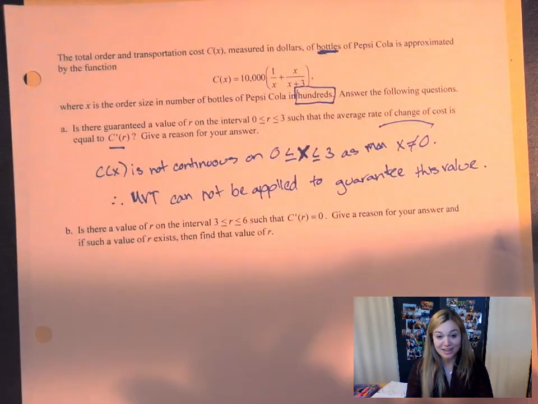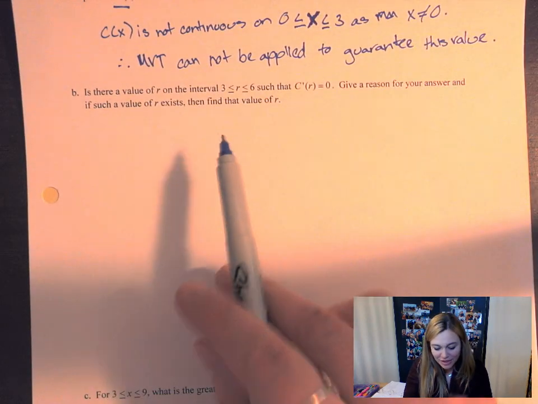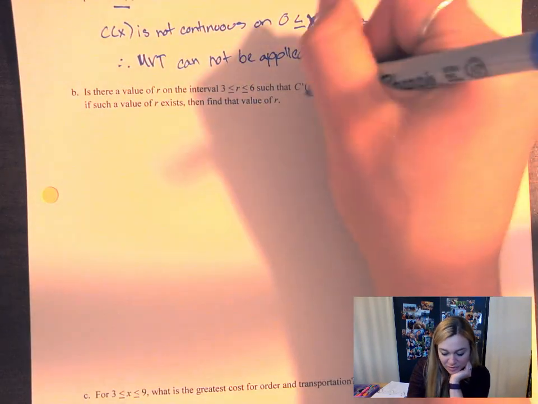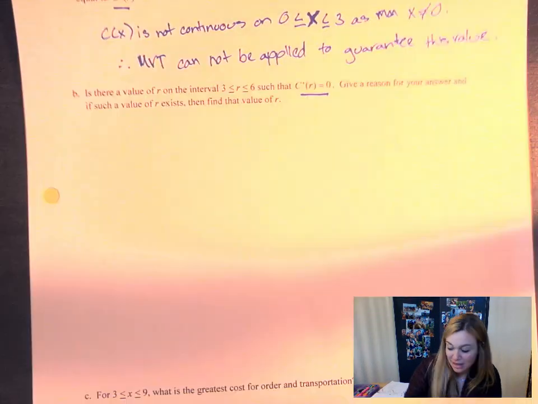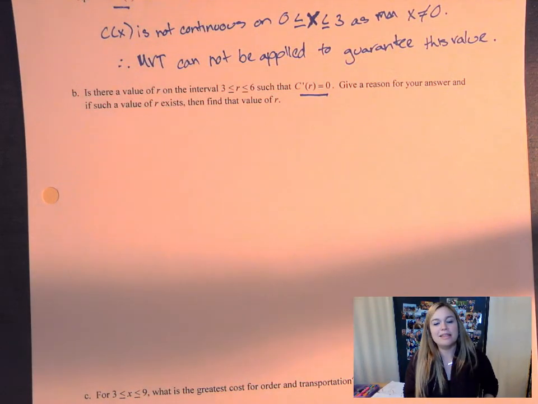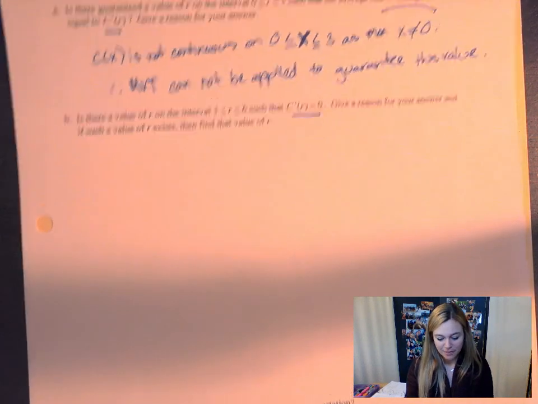But look at this one. There's so much room. Hoping that means that we can apply it. Is there a value of r in this interval such that c prime of r is equal to 0? This is one where you can kind of go two directions again. What two theorems could you be thinking about? Rolle's theorem or mean value theorem. In both cases, they both have the first two conditions that have to be the case.